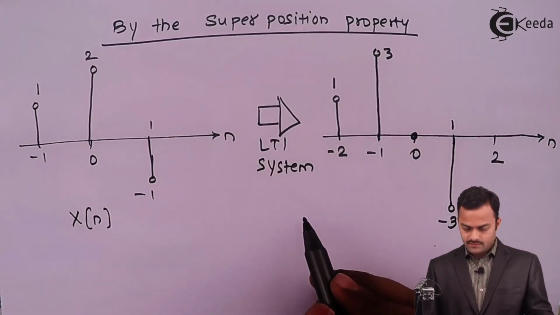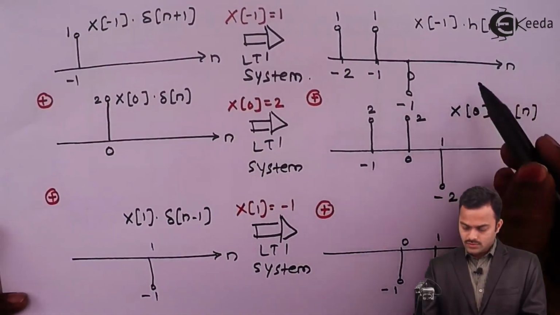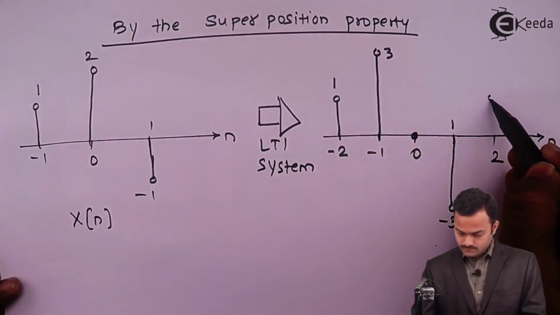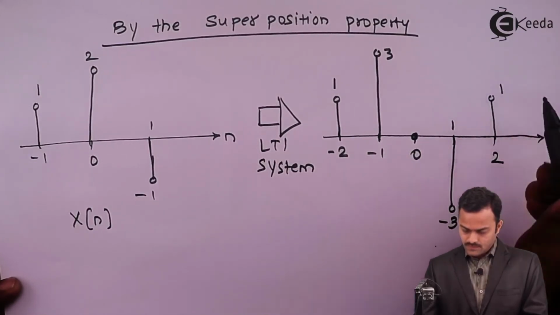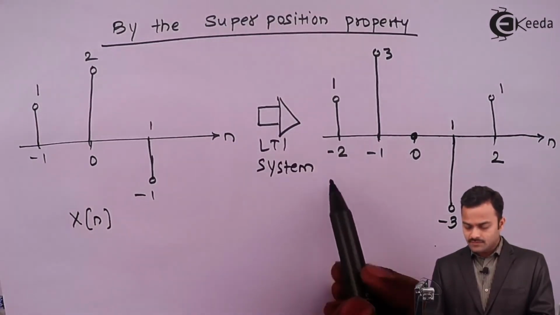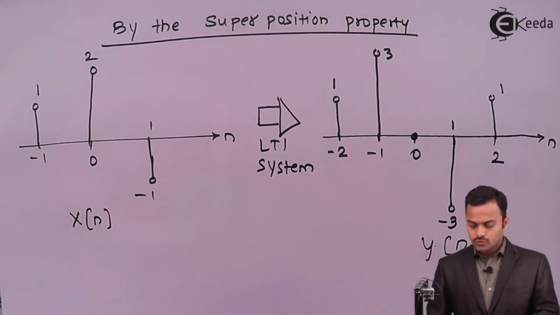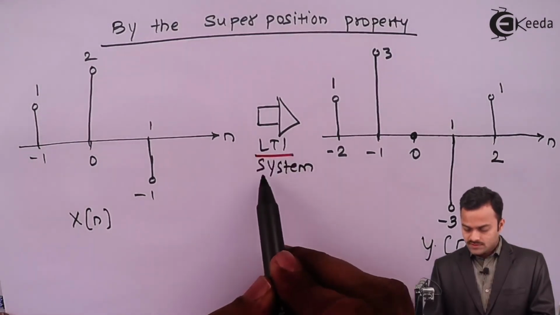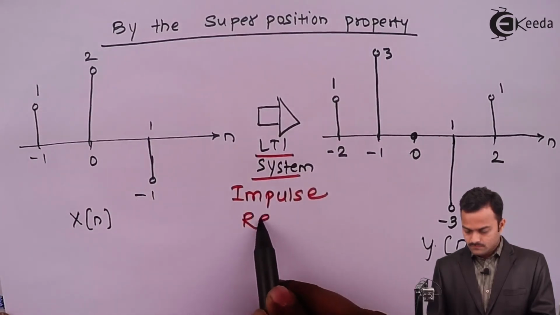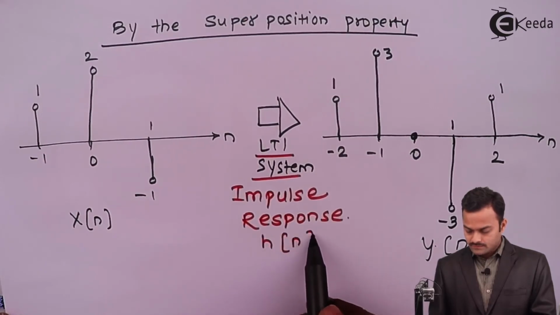And in the end, for n equal to 2, there is no signal over here, but here it is having a value 1. Meaning, if x of n is given to this LTI system, I will get the output which we consider as y of n. And to do this, I should know the system impulse response, and that impulse response is nothing but h of n.